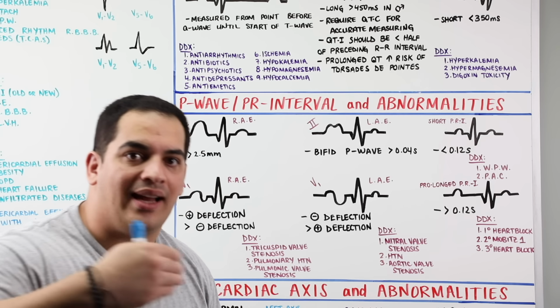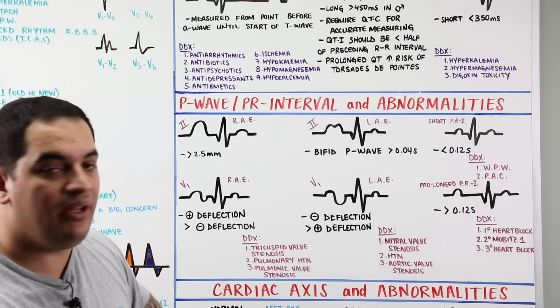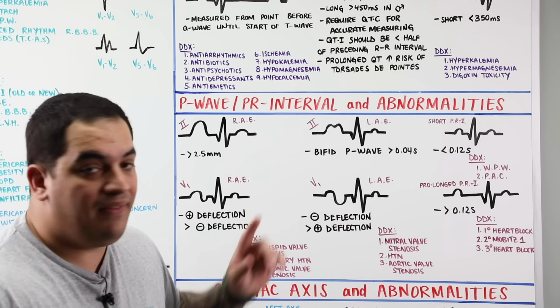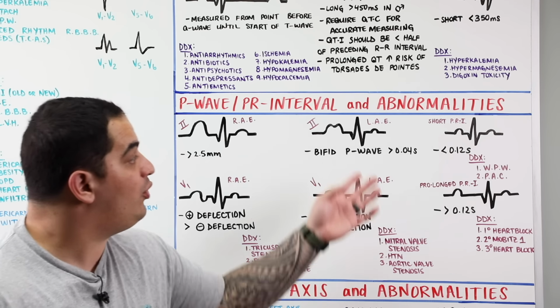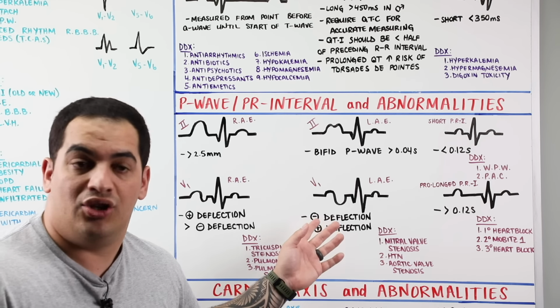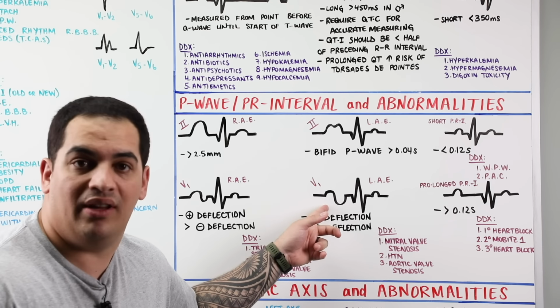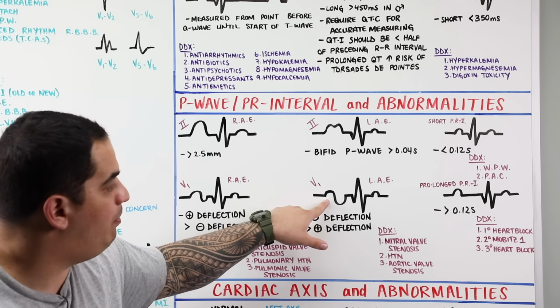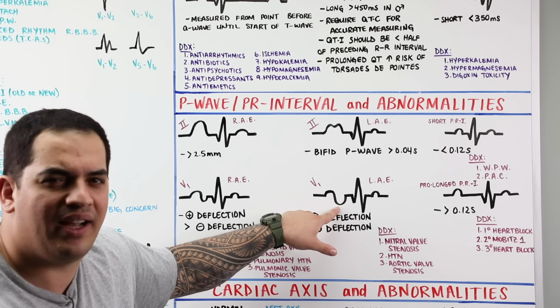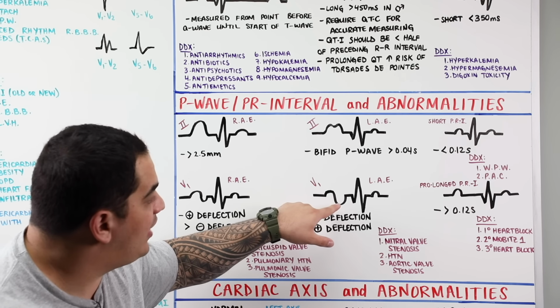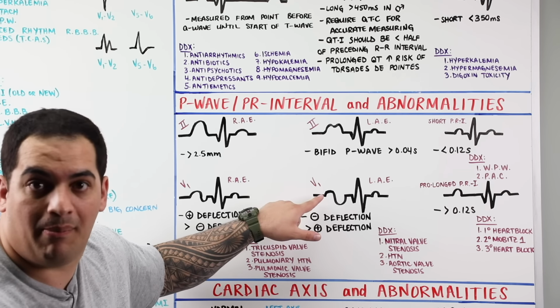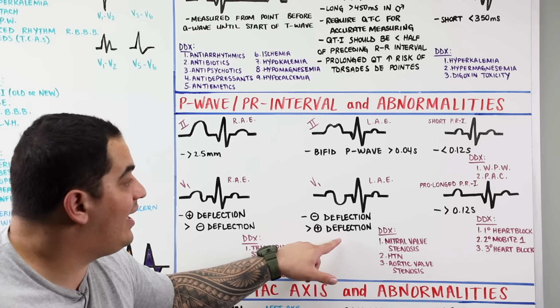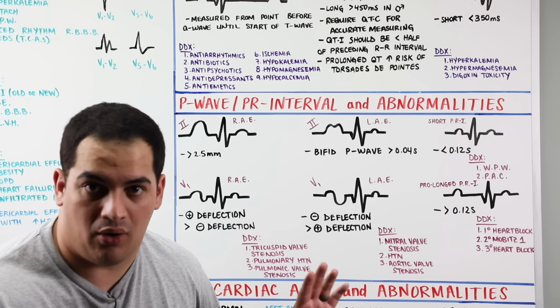To enhance that diagnostic ability though, go to V1. Do you see a biphasic P wave? Oh, I do. So not only do I have a bifid P wave in lead 2, but I also have a biphasic P wave in V1. What's my upward deflection? Bigger than my negative, or is it vice versa? The negative deflection is bigger than the positive deflection in that biphasic P wave. That is indicative of left atrial enlargement, okay?